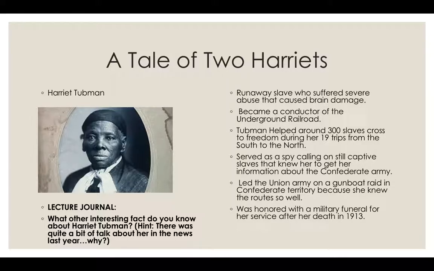And not only did she escape, but she went back to the area of the South to help over 300 slaves cross into freedom. Harriet Tubman, as a conductor of the Underground Railroad, took 19 trips after she had escaped slavery to go back and help people. Now, it's important that we talk about this a little bit because what Harriet Tubman did was she ran back into the burning building.